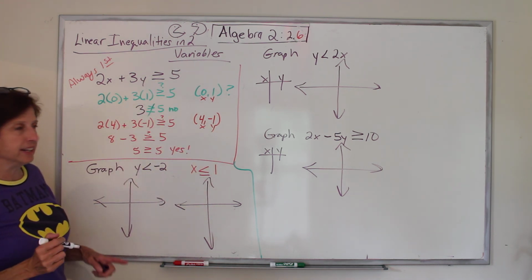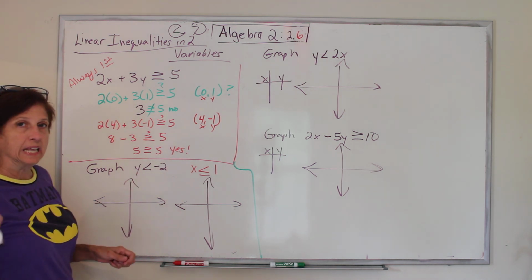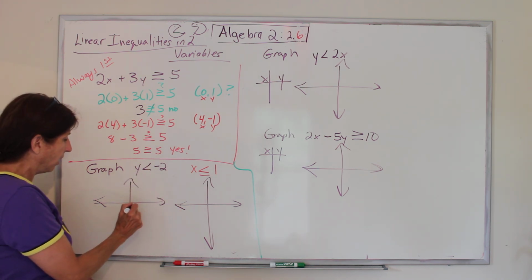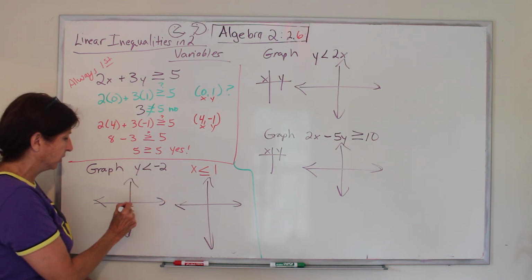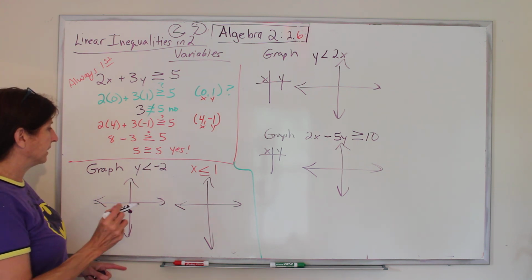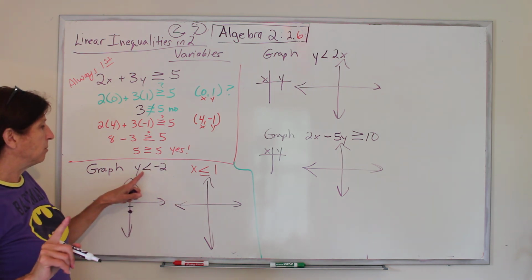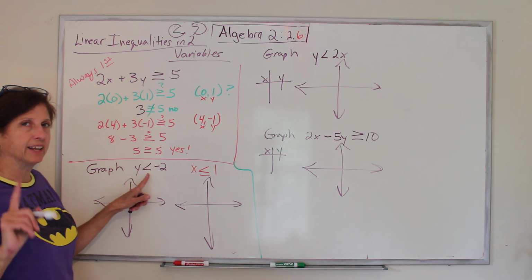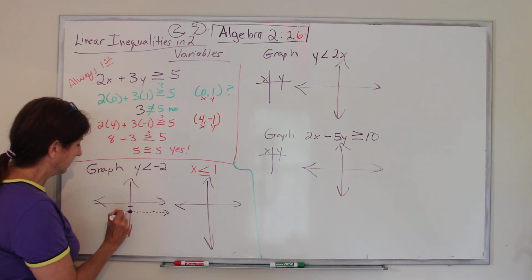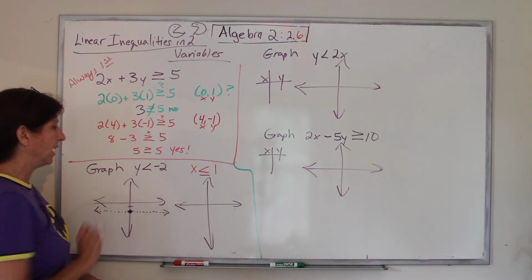Now, how do you graph inequalities? First, we'll do y is less than negative 2. So you pretend it's equal, and if y is equal to negative 2, on the y-axis you go to negative 2 and you put a dot. Then you say no matter what, x can go up or x can go down, but y is going to be negative 2. But because it's just less than and not less than or equal to, we make our line dotted.